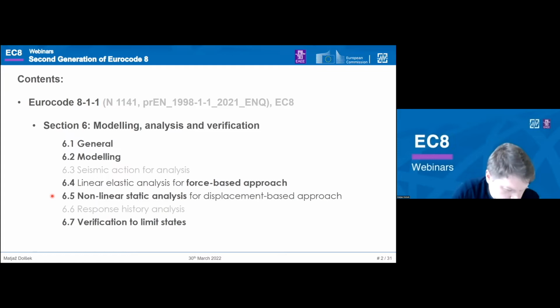Maybe here a short notice. The title of 6.4 is force-based approach, while the title in 6.5 in the current draft is nonlinear static analysis. Perhaps this should be a little bit more harmonized. Then I will also skip the discussion on response history analysis, and I will then discuss the verification to limit states.